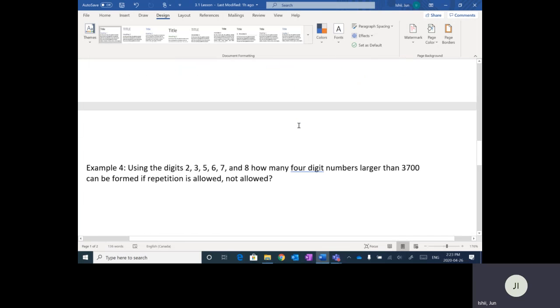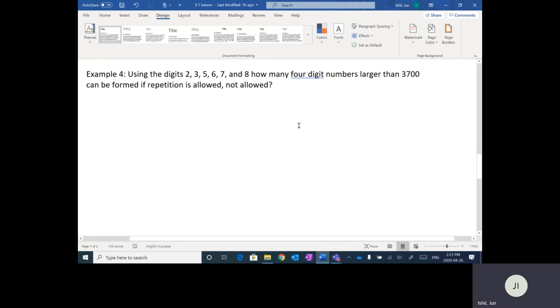All right. And now this last example, we have these digits here. So we're going to be using the digits 2, 3, 5, 6, 7, and 8. And we want to know how many 4-digit numbers larger than 3,700 can be formed if repetition is allowed and then not allowed. So we're going to actually split this. This is a two-part question, though it's written in one question. So part A would be repetition allowed.